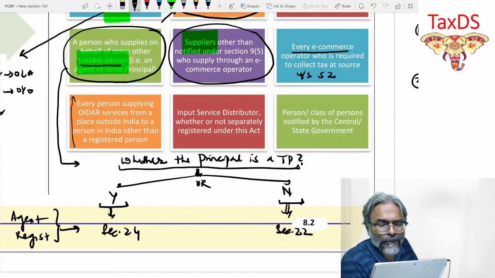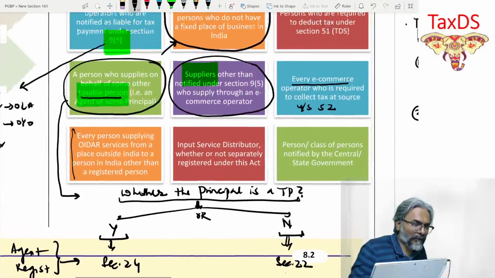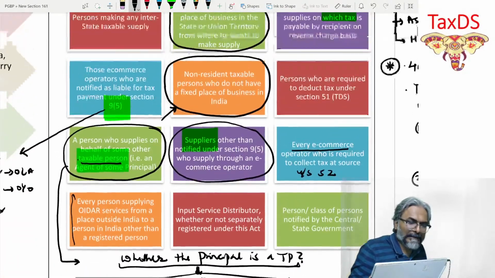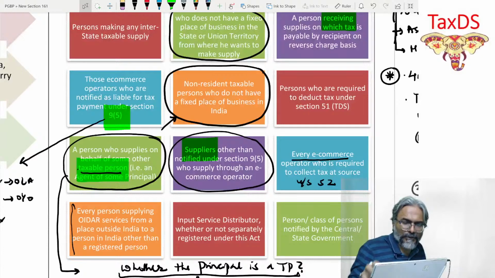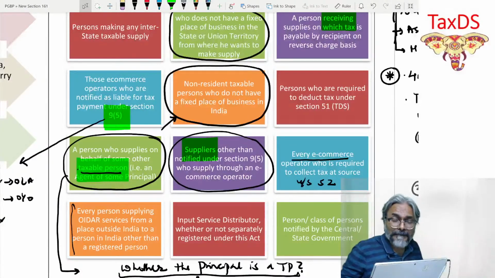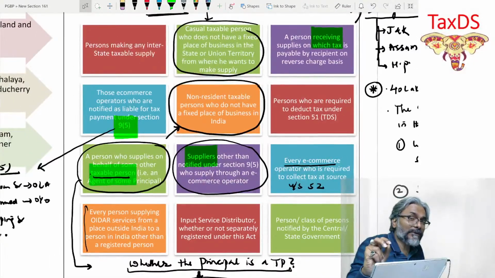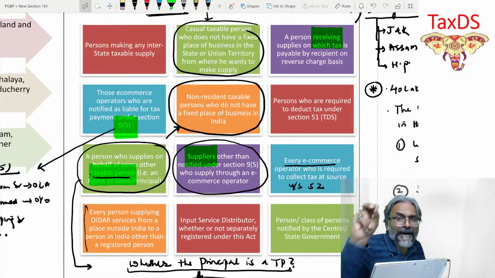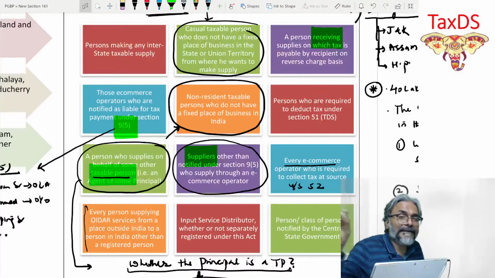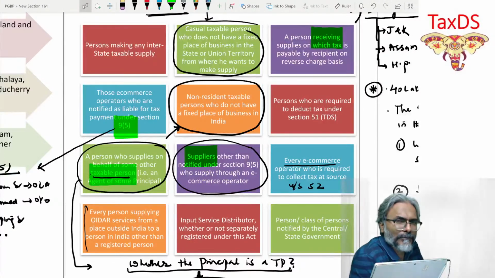And the last one is the persons notified by the government. Now, students, one point I wanted to ask all of you. In this entire list, I think there are a total of 12 categories. In these 12 categories, which are those categories of persons who are not suppliers? You need to remember it. So read out these 12 categories and identify which categories are not a supplier.